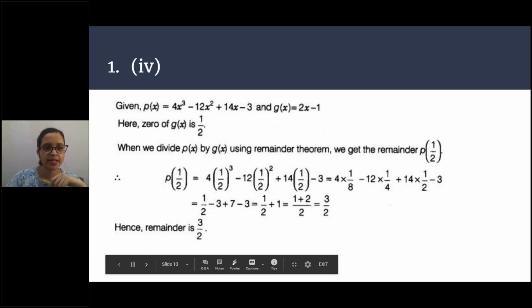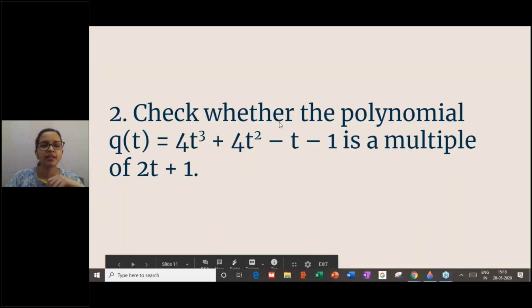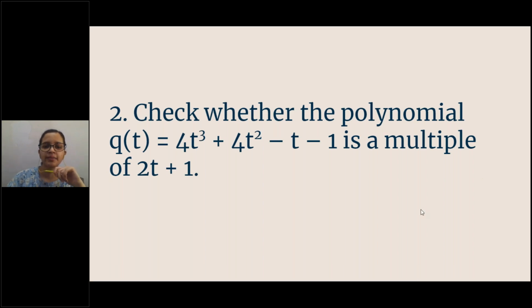Okay, so next question based on what I was asking. Check whether the polynomial q of t, 4t cube plus 4t square minus t minus 1, is a multiple of 2t plus 1. So what is the catch here? This is what I was telling you during the previous question. For it to be a multiple, what will be the condition? Yes, the remainder is 0.